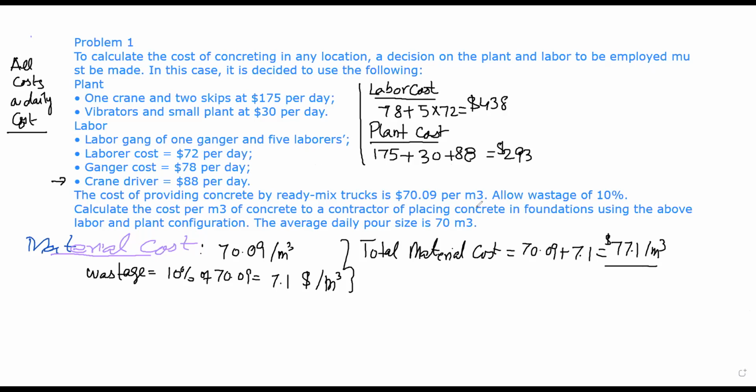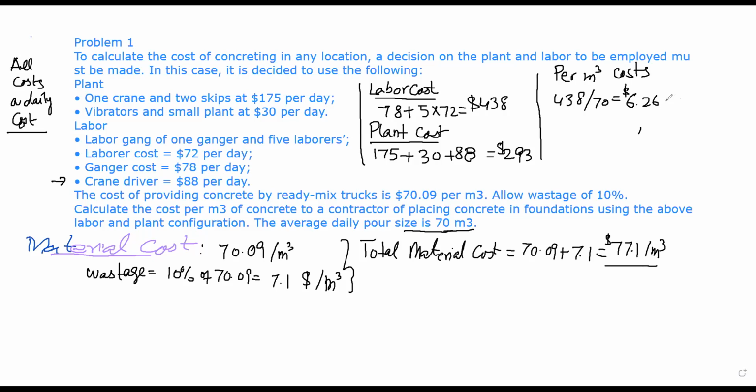So in this case, for example, what has been said is that the average daily pour is 70 cubic meter of concrete. So what are the per cubic meter daily costs? The labor cost is $438 per day. So per cubic meter daily cost will be 438 divided by 70. It will be 6.26. Okay, so $6.26.